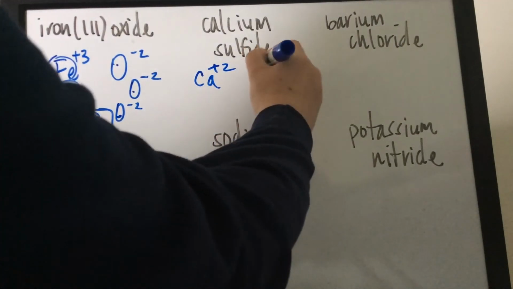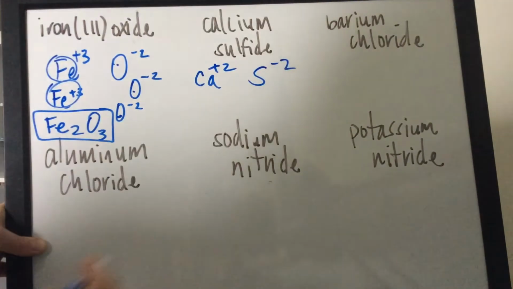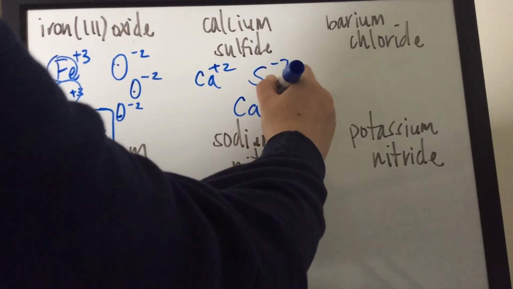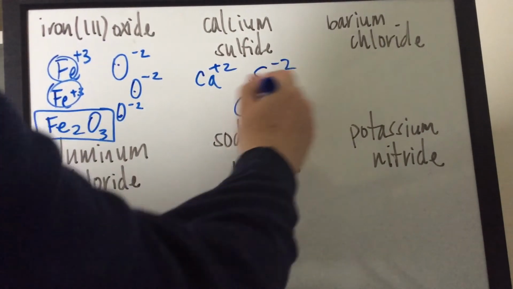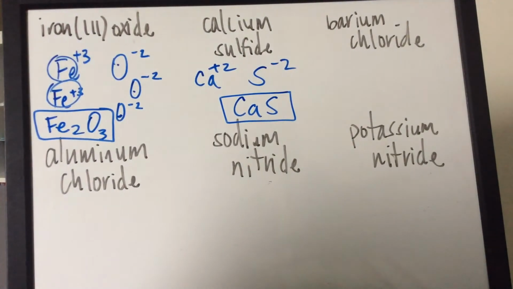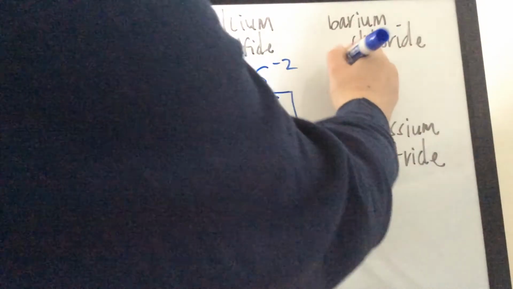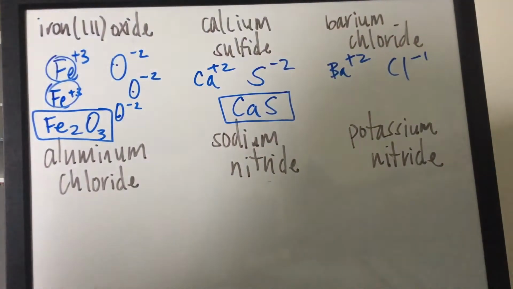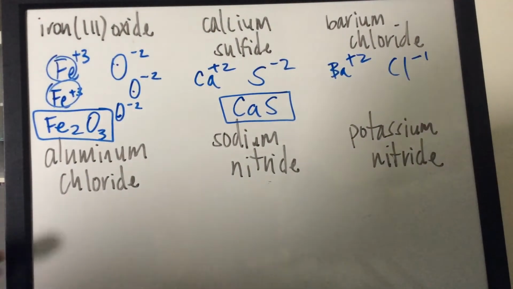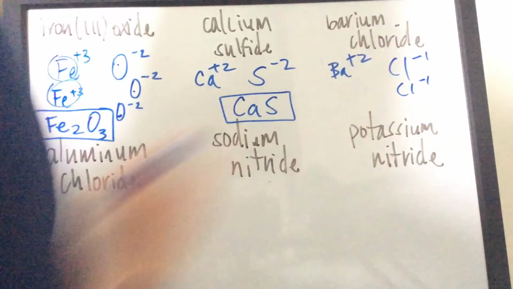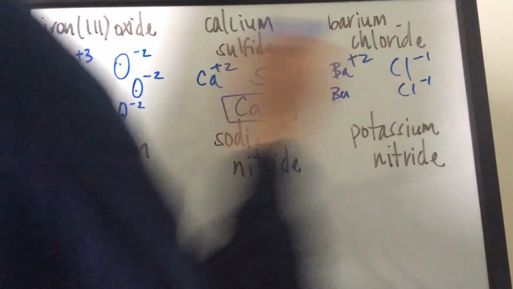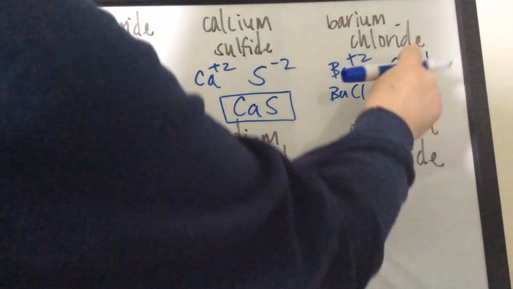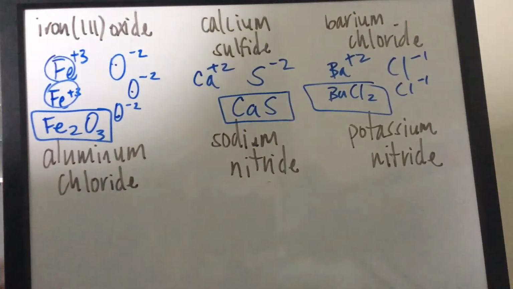Calcium sulfide, calcium's charge is +2. Sulfide's charge, that's sulfur, is -2. So formula is CaS. Right, +2 and -2, add to 0. Barium chloride, barium is +2. Chlorine is -1. Okay, they don't add to 0, but it's an easy fix. I need a second chlorine. And then I have 1 barium and 2 chlorines, BaCl2.